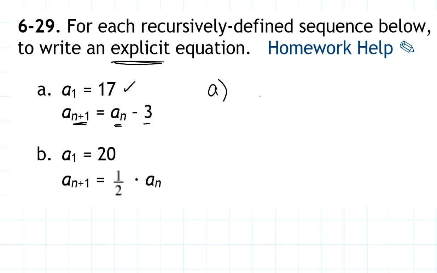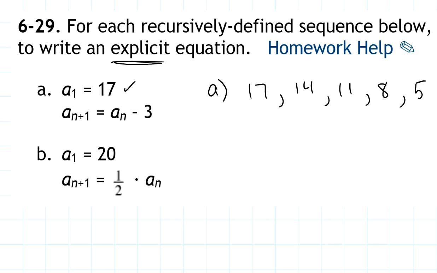So if we're looking at A, you can see we're starting at 17, and then each time, if you read it, it says the next term is 3 less than the current term. So I'm just going to take the 17 and decrease it by 3 and I'll get 14, subtract 3 I'll be at 11, subtract 3 I'm at 8, subtract 3 I'm at 5, etc. So that's basically what the sequence looks like.